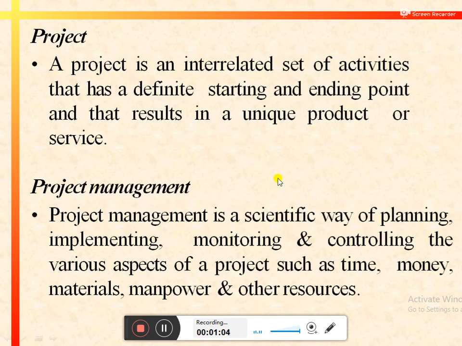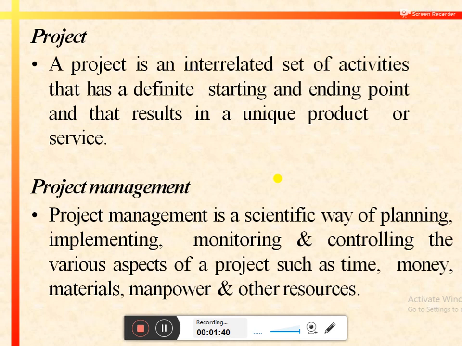A project is an interrelated set of activities that has a definite starting and ending point, and that results in a unique product or service. In other words, we can say that a project consists of a large number of activities that are basically interrelated and can be arranged in a logical order. Being a set of a large number of activities makes a project very complex to manage.